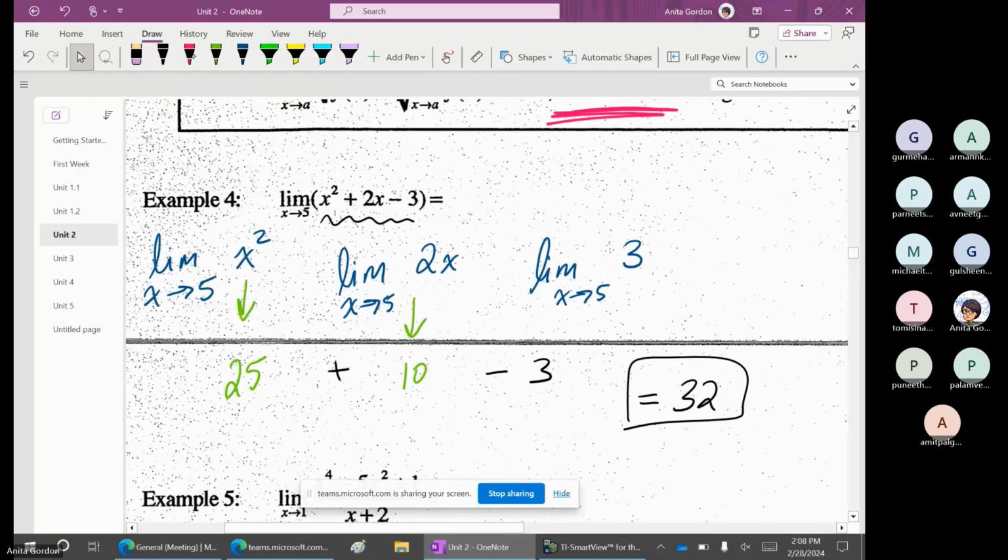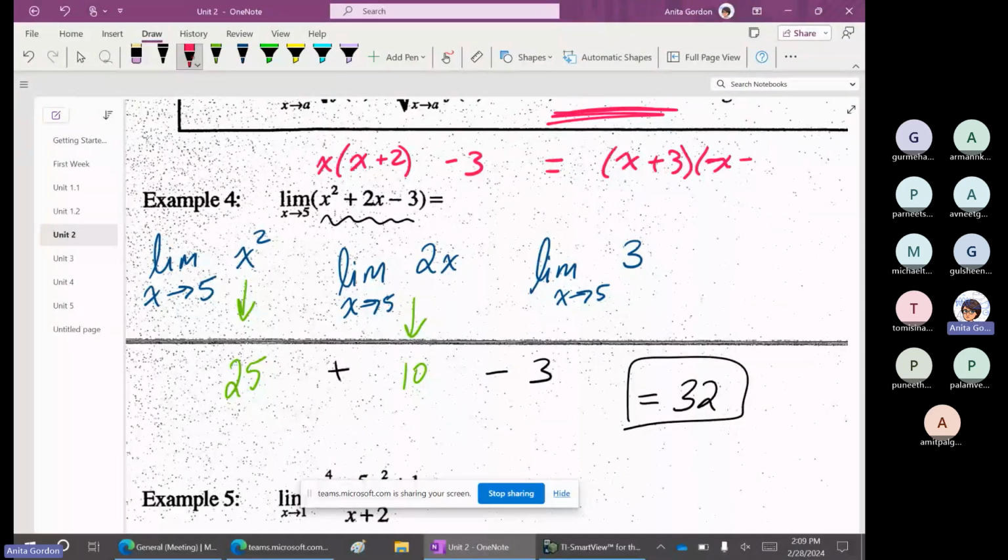Sure. You could do x of x plus 2 minus 3. Oh, yes, you can. You can do it this way. You can do it x, what is it, plus 3 times x minus 1. Sure, you can do it that way. You can do it any way you want, as long as mathematically the result of your splitting up the function is still the same as the original function, split it up however you want.